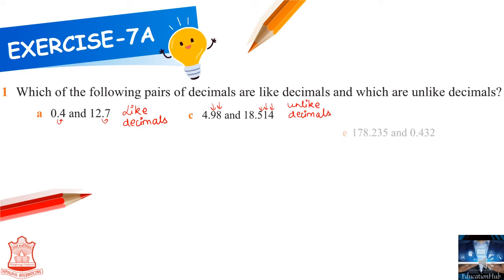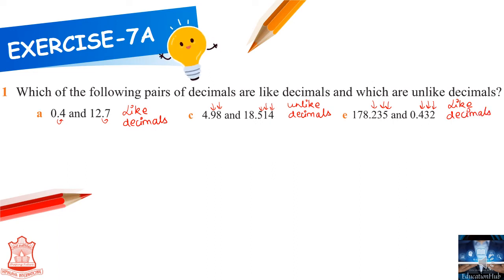Right? And let's see one more part, that is E part. E part is 178.235. That means we have 3 digits after the decimal and 0.432. We have again 3 digits after the decimal. So this is also like decimal. I hope this is clear to you. This was a very easy concept.